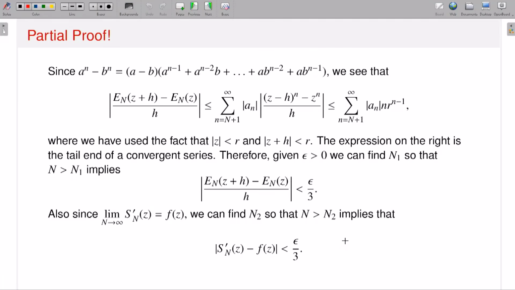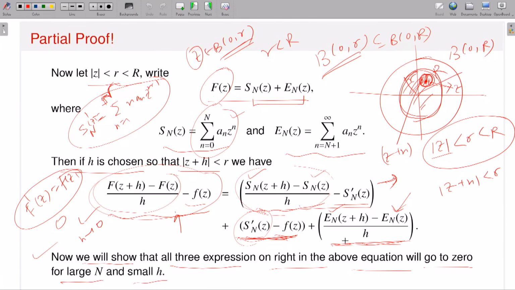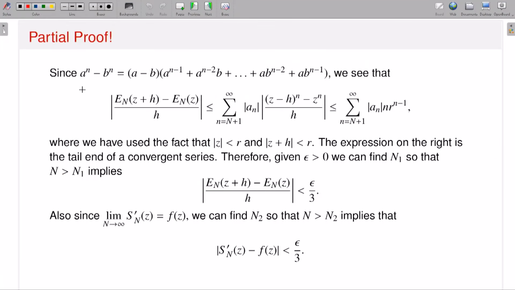So I will give some justifications. The left hand side will have 3 components, and the plan is to show that the 3 expressions on the right hand side go to 0 if capital N is large enough and h is very small. For that you need this kind of expression, which is a telescopic sum. I have 2 complex numbers a and b, then a to the power n minus b to the power n you can write as a minus b times this object. If I multiply a with this one and then subtract b multiplied with this one, the cross terms get cancelled, and only the first term and the last term survive. That gives you this formula.